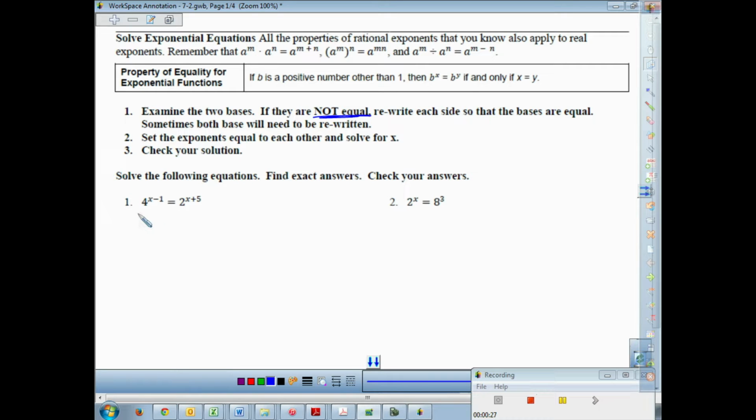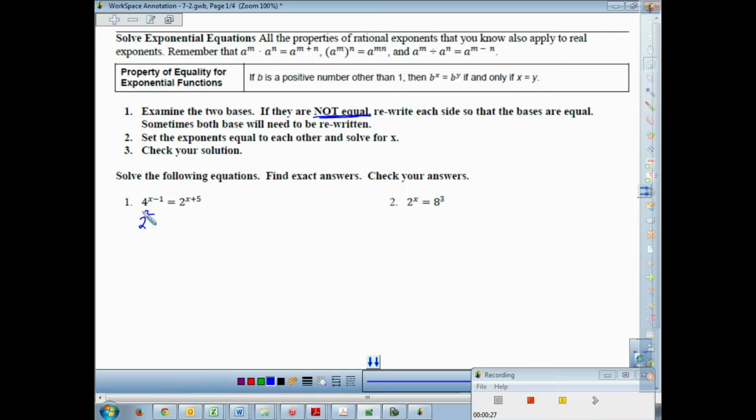So check it out. Over here on the left side, isn't this got a base of 4? Over here on the right side, doesn't this have a base of 2? Not the same base. Is it possible to rewrite them as the same base? Obviously, base 2 is base 2. Can you change 4 into something base 2? Like, you know what's so great about 4? It's a perfect square, correct? So isn't that really 2 squared? Isn't that what 4 really is, correct?